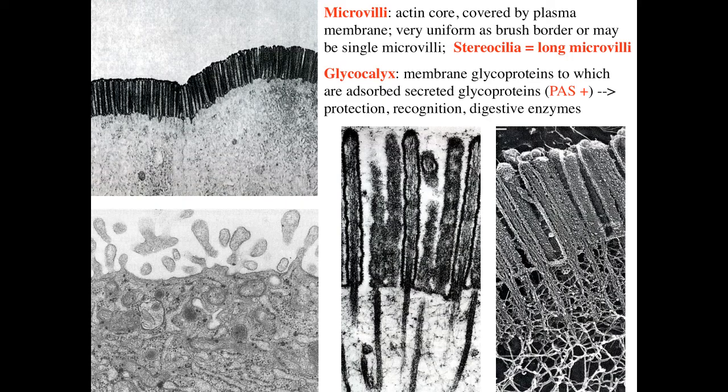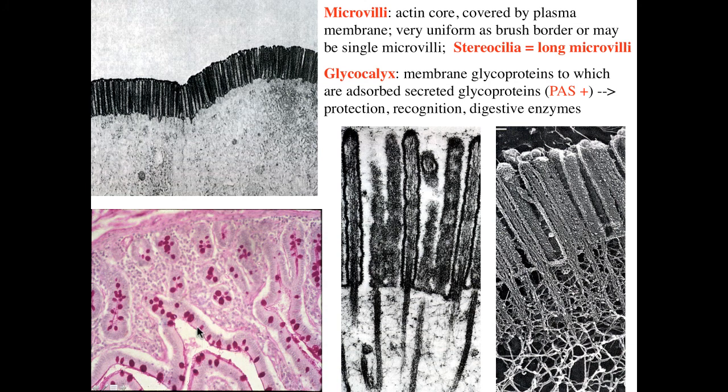Here is an electron micrograph showing microvilli on the surface, higher power view. There's an actin core in these microvilli. Here you can see it by freeze fracture very nicely, an actin core, but the microvillus brush border is very uniform, and of course they're covered by a plasma membrane.